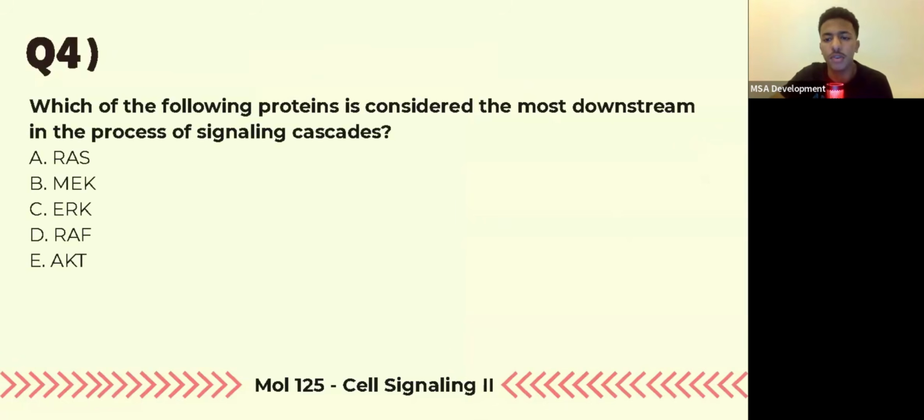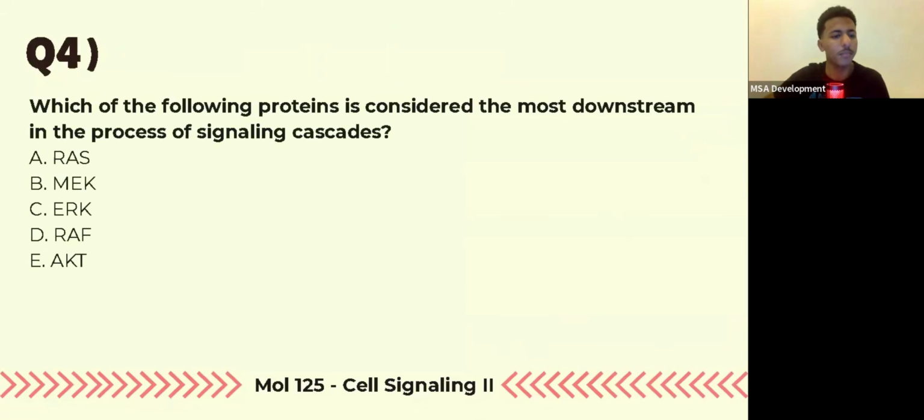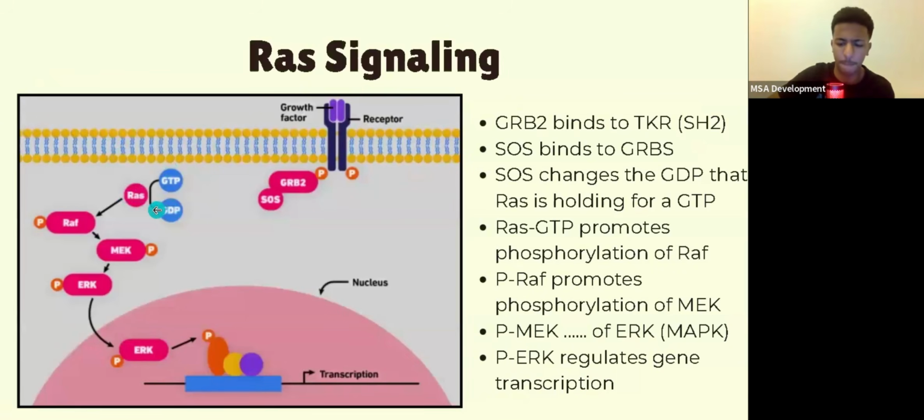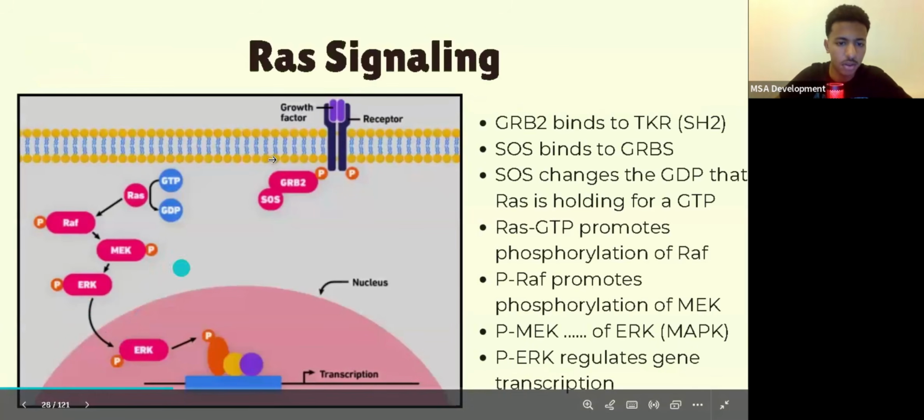Which of the following proteins is considered the most downstream in the process of signaling cascades? I did explain this over here, so no more explanations. Let's just solve it. Is it RAS? No, it's not. RAS is one of the higher ones. MEK, no. MEK is almost there, but the answer is ERK, if I'm not mistaken. Yes, it is. The answer is ERK, and RAF, AKT is all incorrect. As you can see, GRB2, SOS, RAS, RAF, MEK, ERK, and that is it.